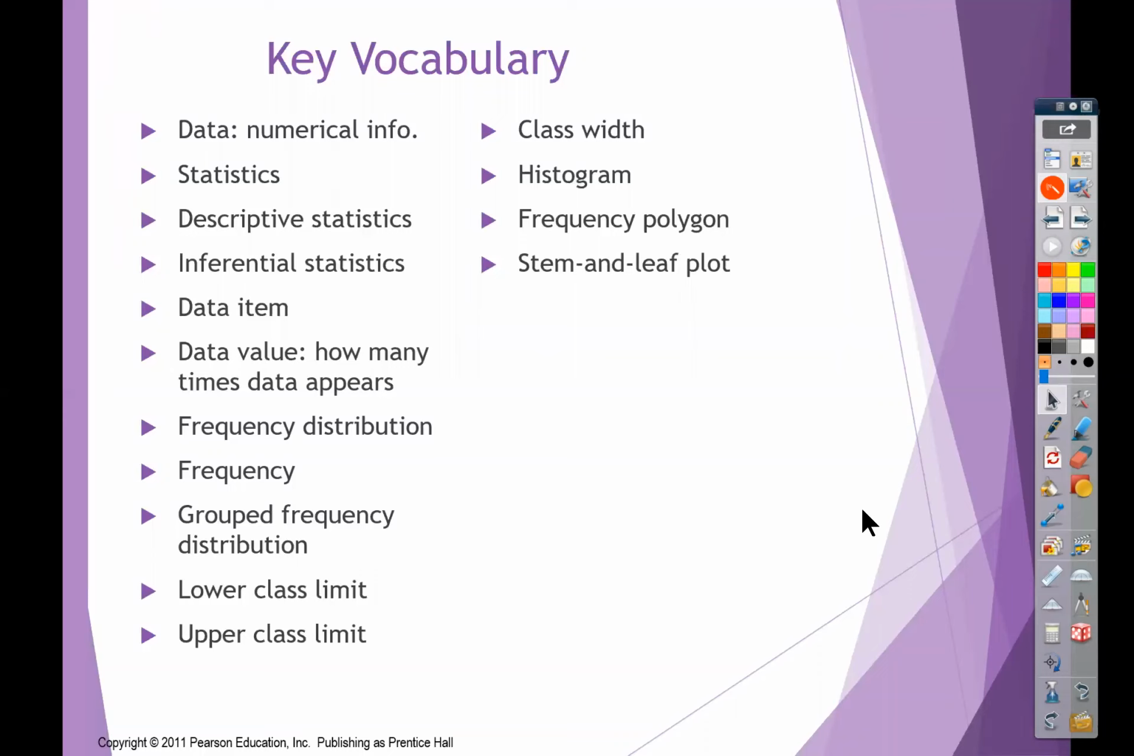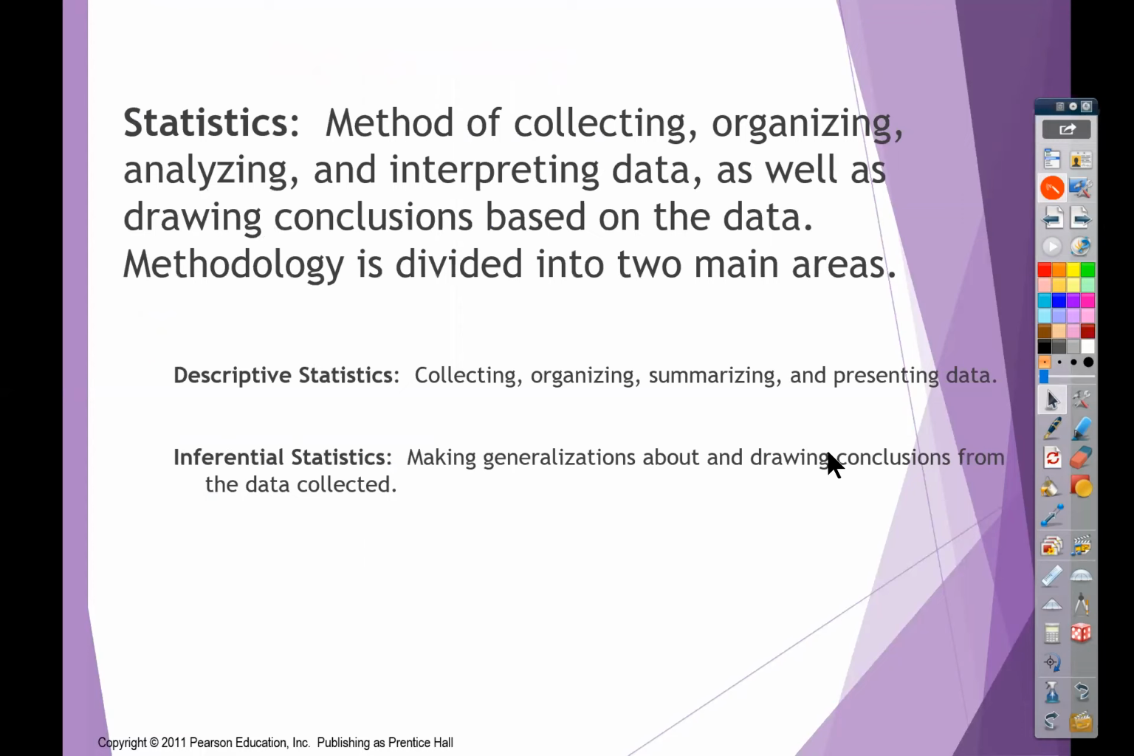So some key vocabulary: numerical information is data, statistics, which include descriptive and inferential statistics, a data item, a data value, how many times the data appears, frequency distribution, frequency, group frequency distribution, lower and upper class limits, class width, histogram, a frequency polygon, and a stem and leaf plot. So statistics, this is all included in this.